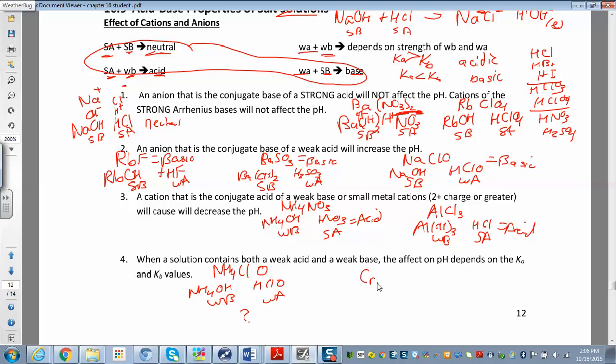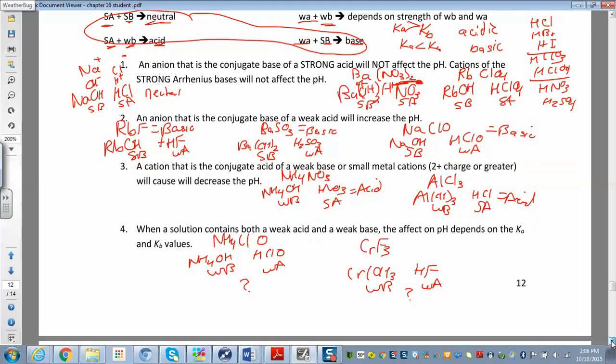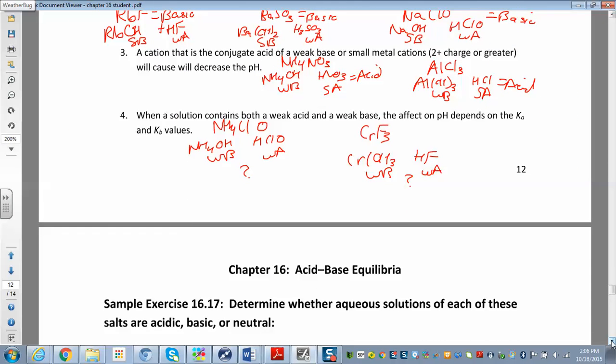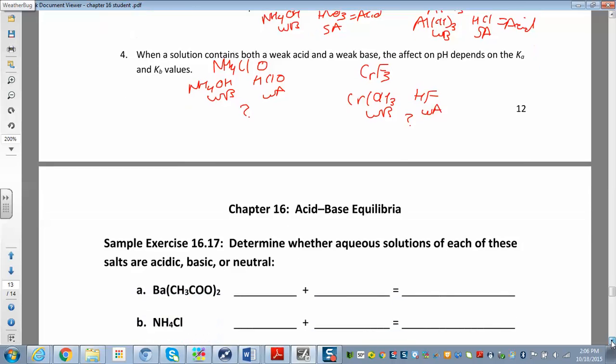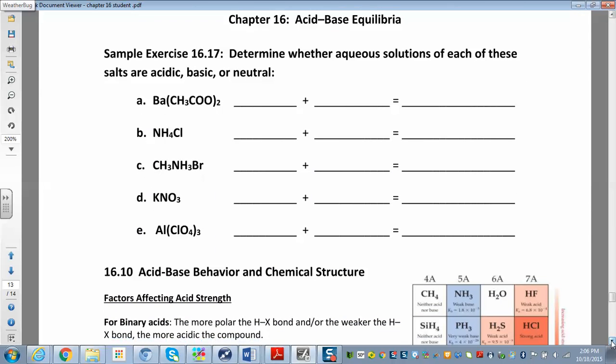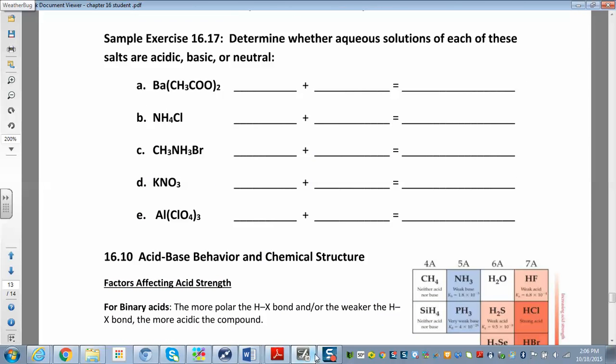Same thing happens over here. I have Cr(OH)3 and HF. This is a weak acid. This is a weak base. I don't know. I'm not going to give you those unless I give you the table of Ka and Kb values, and then you can compare. If the Ka is bigger, then it's acidic. If the Kb is bigger, then it's basic. So you can try a few more of these if you want to.